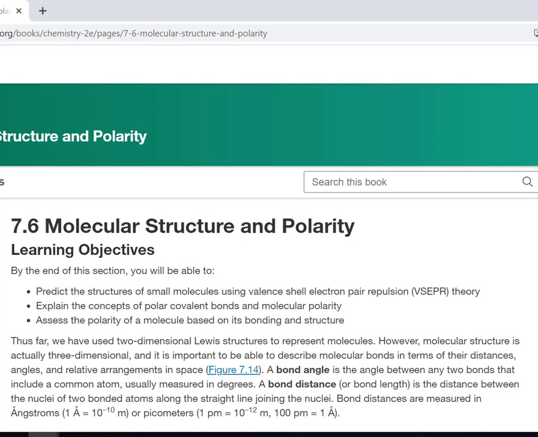Hello everyone, welcome to section 7.6 on molecular structure and polarity. We will be covering this section in a series of short videos. In this first video, we will cover the learning objective of predicting the structures of small molecules using valence shell electron pair repulsion theory. Let's go ahead and get started.